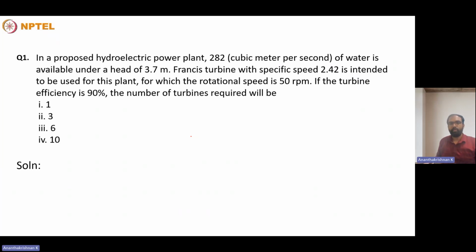This is a question based on the Francis turbine specific speed, and we need to get the number of turbines which is required. In this particular problem, we need to determine the power produced by a single turbine. The power produced by all the turbines can also be calculated. From these two quantities, we can calculate the number of turbines required.